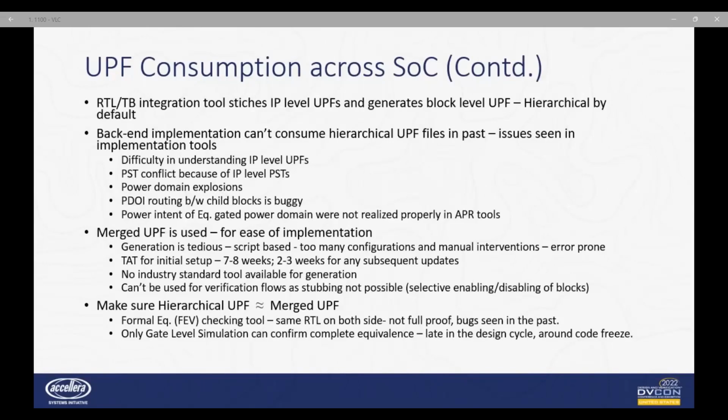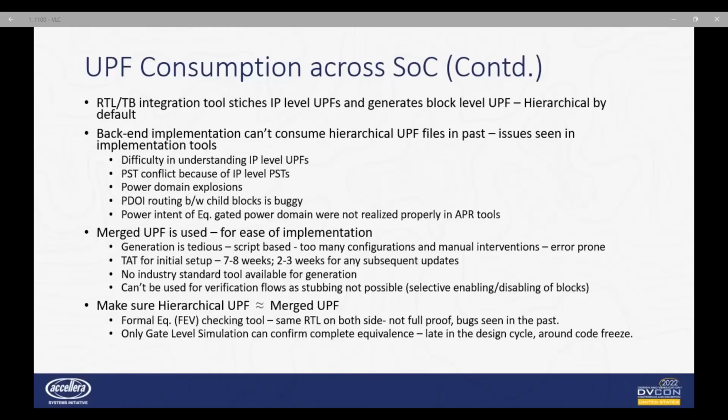However, the generation of merged UPF files is a tedious task. It is done via a script that involves various configurations, and the process itself is buggy and often requires manual interventions. So the turnaround time for the initial setup of a block itself is around 7 to 8 weeks, as we have seen in the previous SOCs, and for any subsequent iterations, because of backend request, it used to take 2 to 3 weeks to completely generate the merge UPF flow and validate it. There is no industry standard tool available for generation of merge UPF because of the involved complexities.